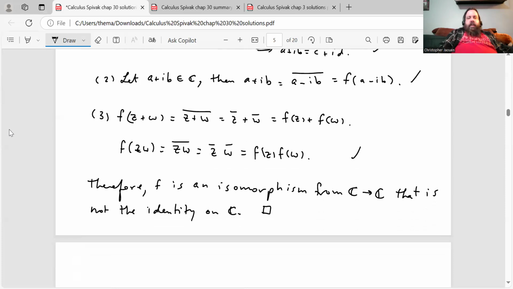And then finally, we just have to show that f is also a ring homomorphism. So f of z plus w equals the complex conjugate of z plus w. And if you know about complex numbers, complex conjugation distributes over addition and multiplication. So that's the same thing as z conjugate plus w conjugate, which is equal to f of z plus f of w, and f of zw equals the conjugate of zw, which is z conjugate times w conjugate, which is f of z times f of w. Therefore, f is a ring homomorphism. Therefore, f is an isomorphism from C to C that is not the identity on C.